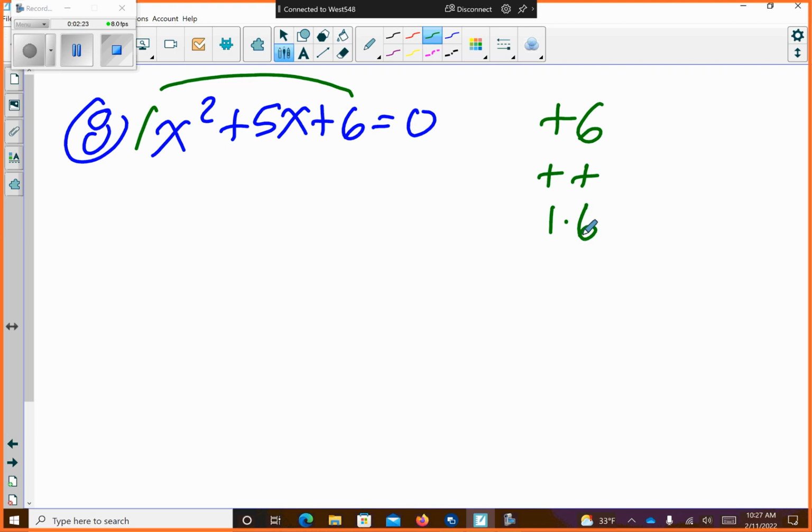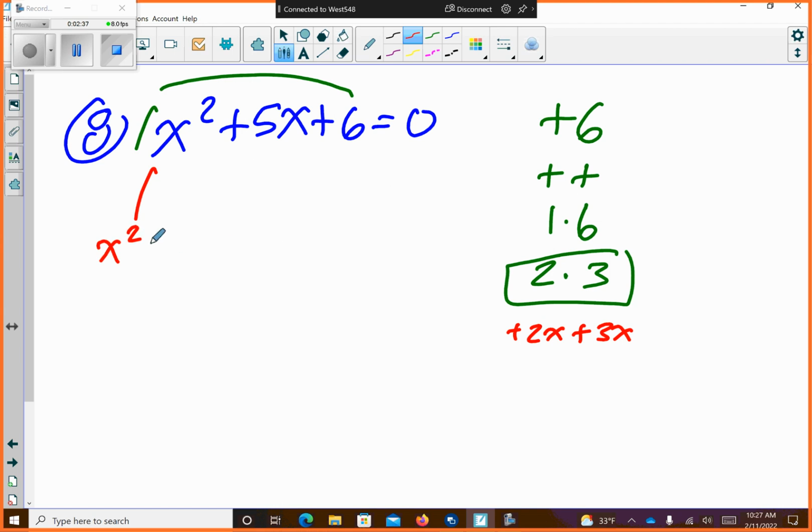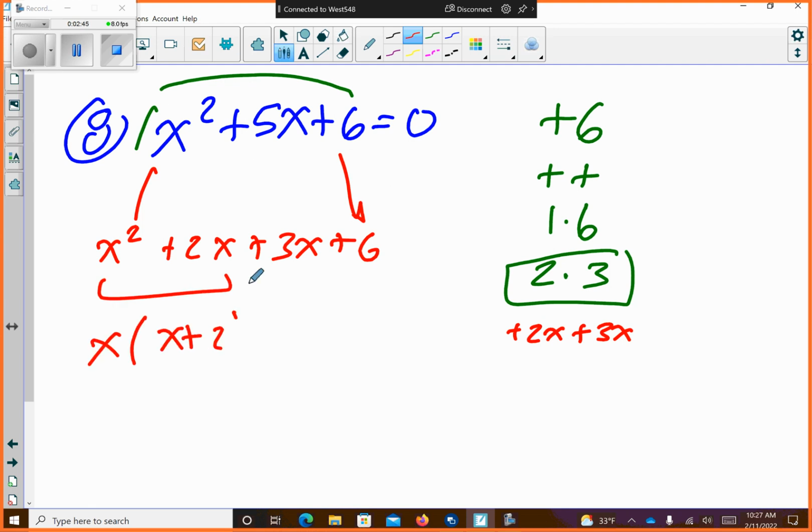And then sometimes you lose it a little bit. Okay? So then you have to realize that 2 and 3 multiply together to give me 6. 2 and 3 both being positive add together to give me 5. And so bring this down so I get x squared plus 2x plus 3x plus 6, because that comes down. I have an x in common. I have a 3 in common.